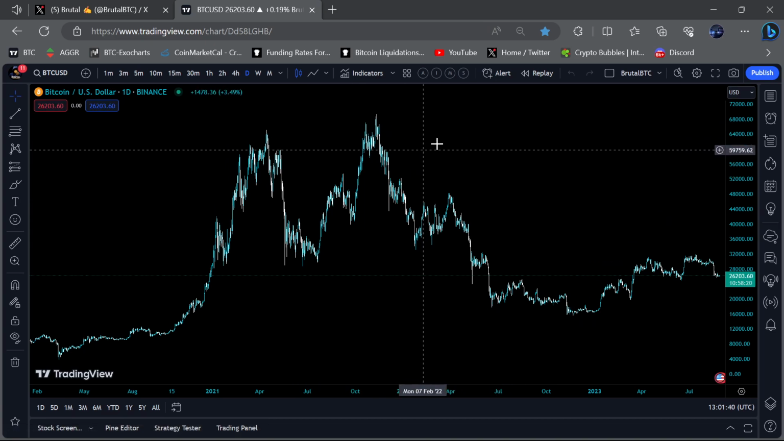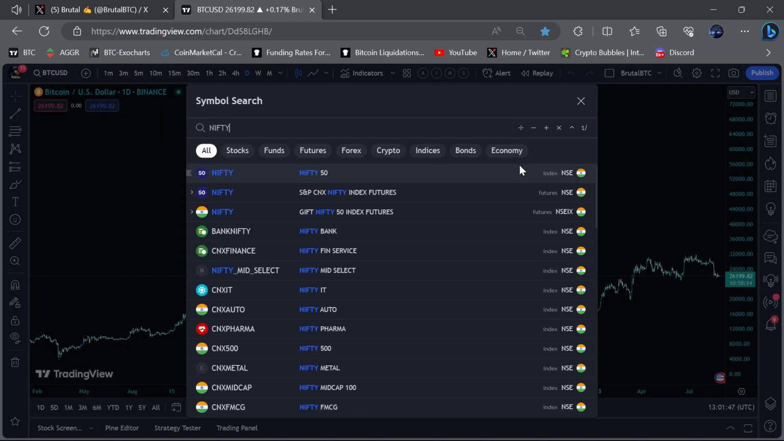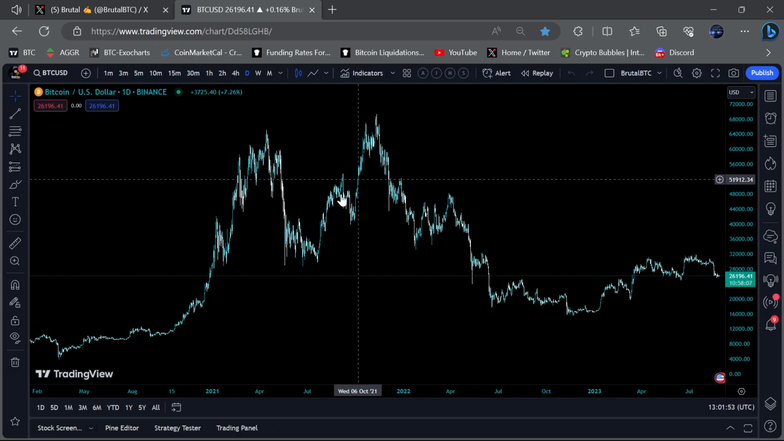Now you can select any chart. For example, you want to trade the Nifty Bank of India. You just have to write Nifty over here and it will be visible over here. Right, now this is a chart.